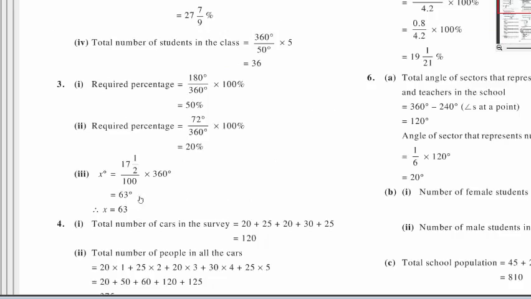So that's how to find X: 17.5%, which is over 100, times a total of 360 degrees, and that will be the equivalent angle subtended by X at the center of the pie chart. Since they want the value of X, there will be no units for X. X will be equals to 63.